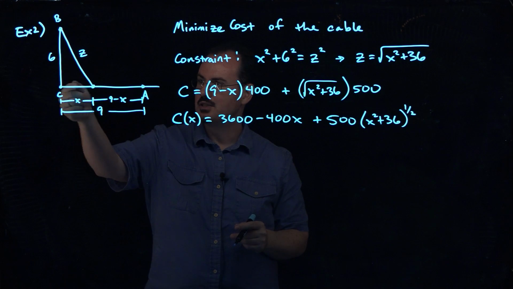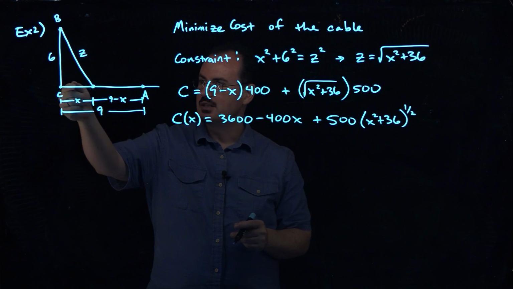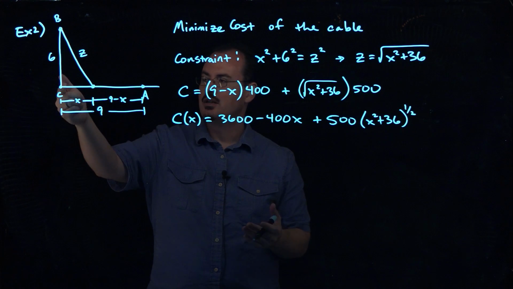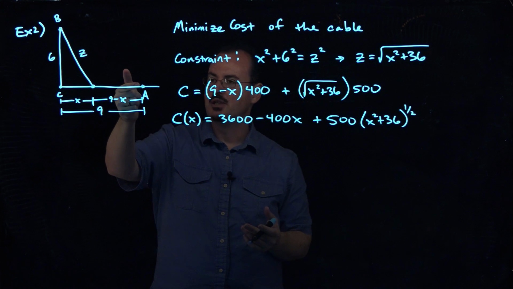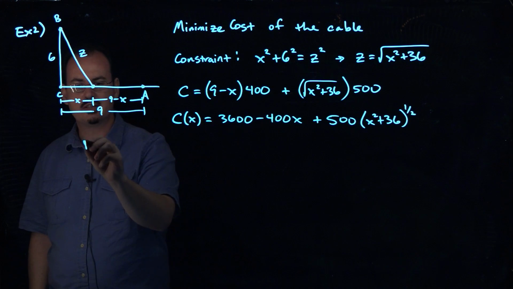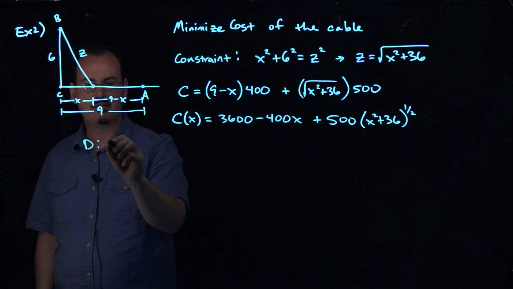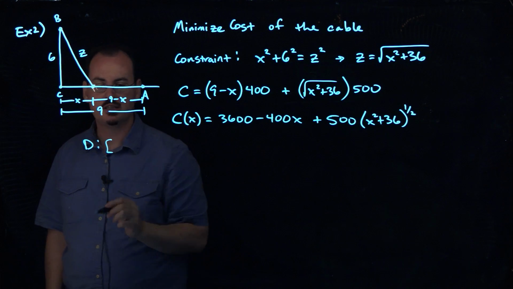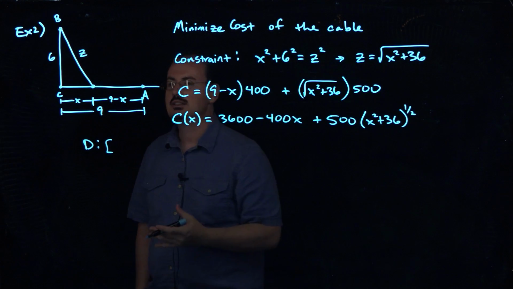And remember what x is in my drawing here. x is the distance from this C point. So if I make x really small, then it will tell me a cost. If I make x really big, it will tell me a cost. But we also need to think about what values of x we can actually have for this. In other words, what is the domain of our C function?